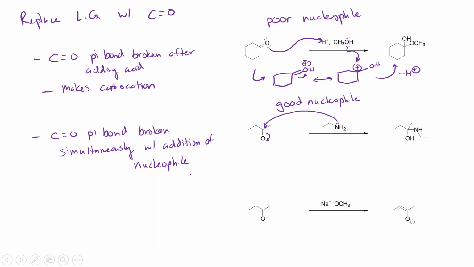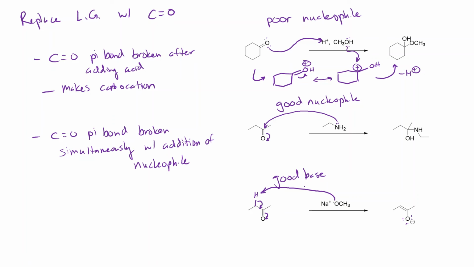So now what if we have a good base? Well, when we had a good base on the previous slide, we removed a hydrogen from the neighboring position to the leaving group. We're replacing the leaving group with a CO pi bond, and so we're going to do very much the same thing. This O minus is going to come get that hydrogen from the neighboring position. We're going to make a pi bond next to here, and that's going to break the CO pi bond and push those electrons to the oxygen. So we end up with a negatively charged oxygen over here.